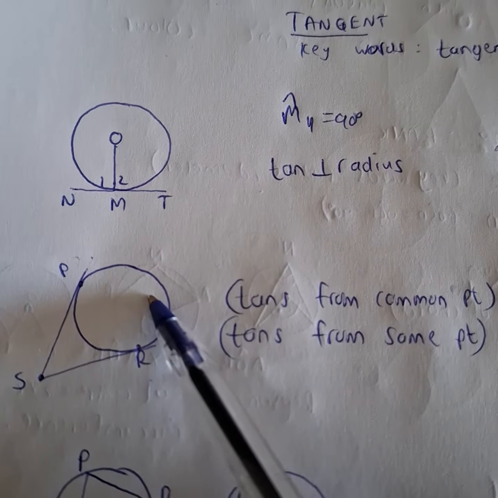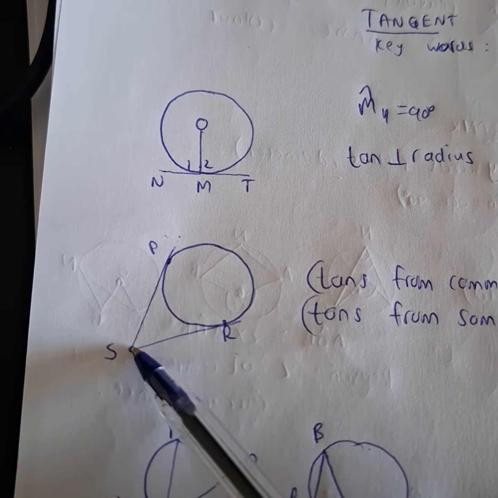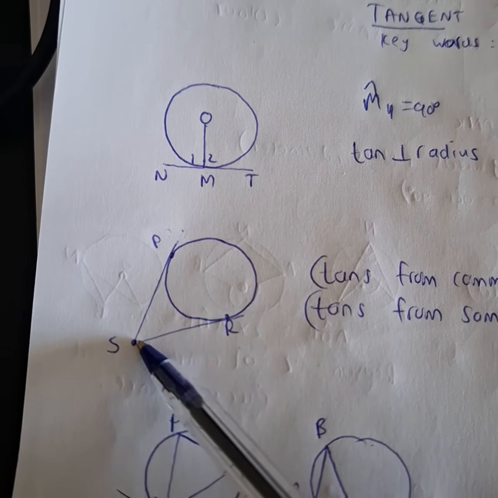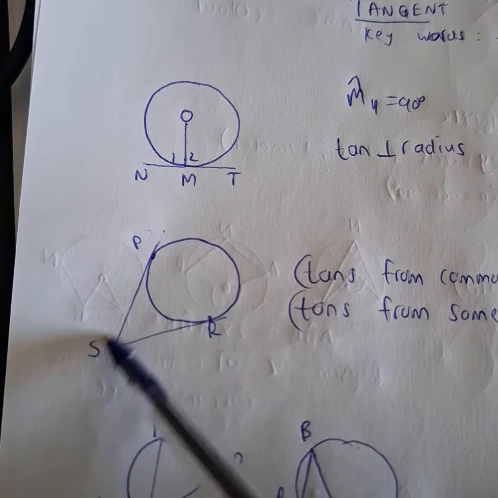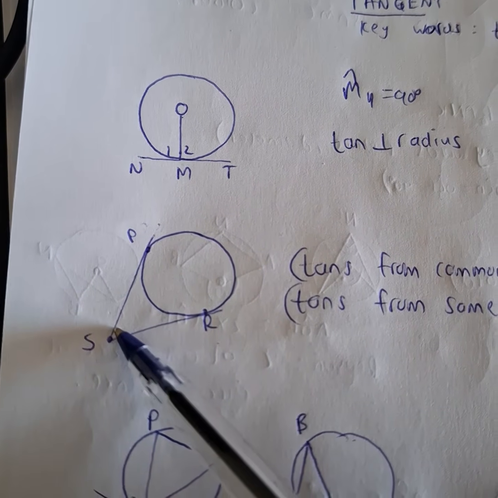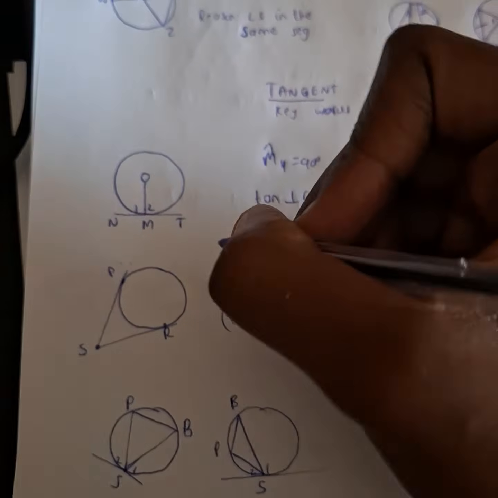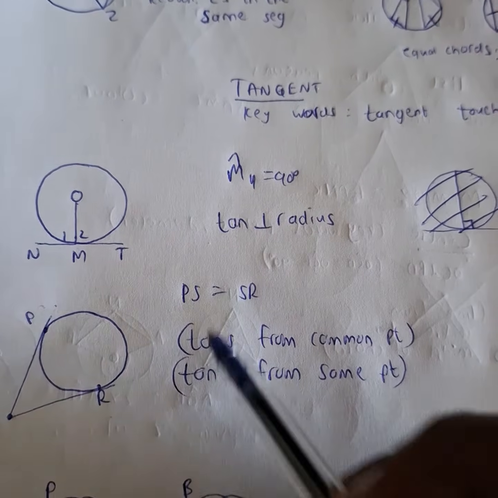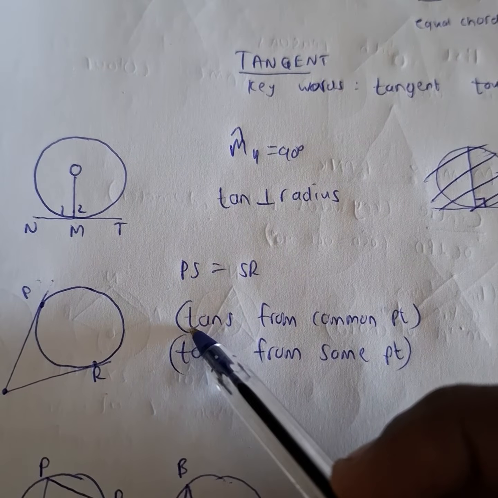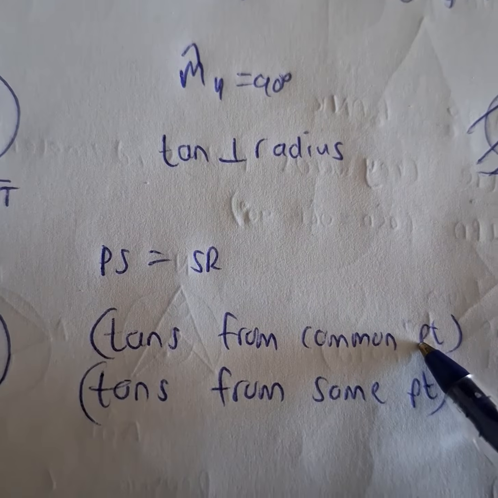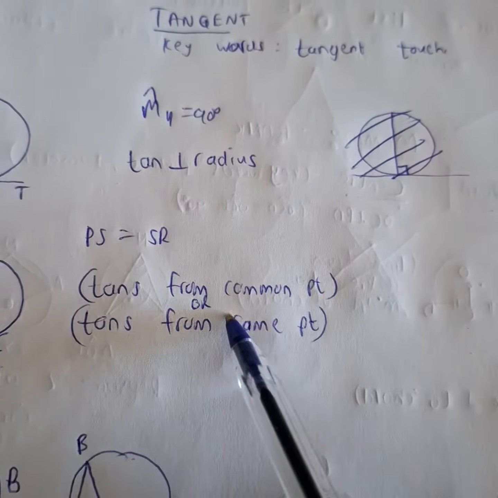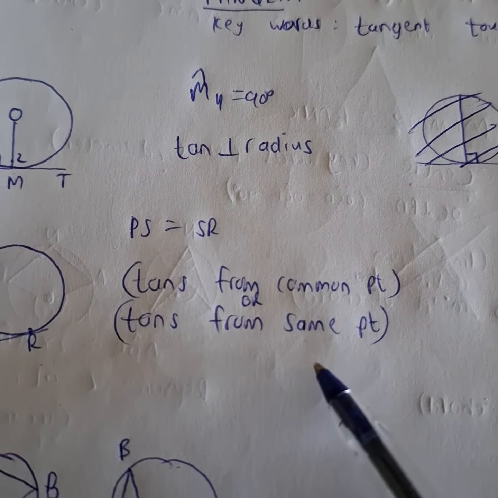Then the other tangent theorem speaks about the fact that when you have two tangents from the same point S, for instance, we say that those two tangents are equal, all right? So we could well say PS is equal to SR, and the reason is tans from common point, from the acceptable reasons, or we could say tans from same point. Either one of these reasons is fine, okay?